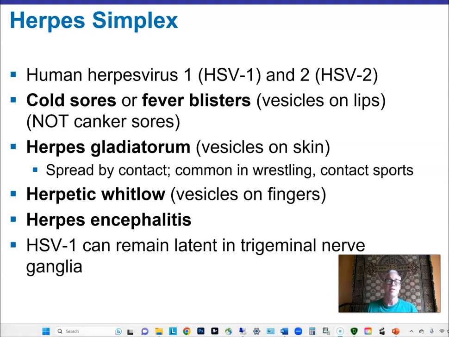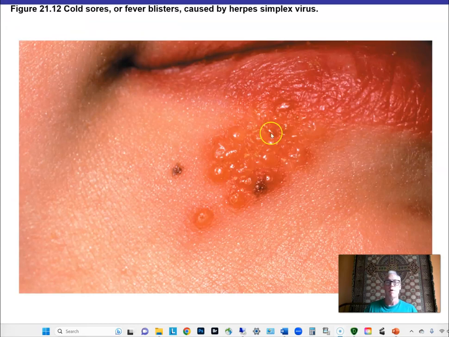The thing about these viruses is they exhibit latency, as we just saw previously with varicella. The virus can remain dormant in the dorsal root ganglion, in this case, if we're talking about HSV1, typically the trigeminal nerve, and then can reemerge, reactivate, and produce lesions on the face at any time.